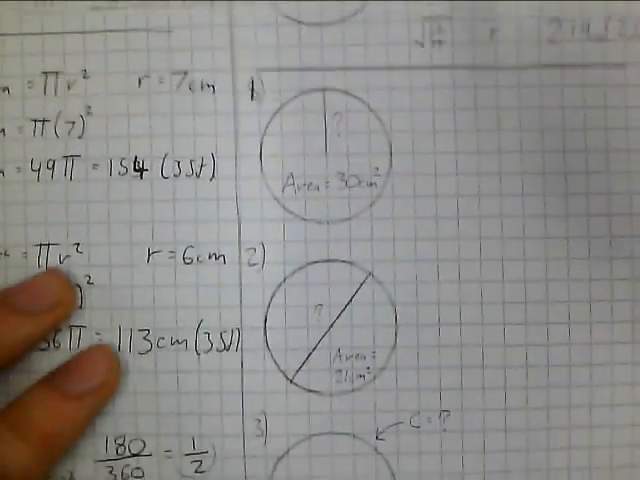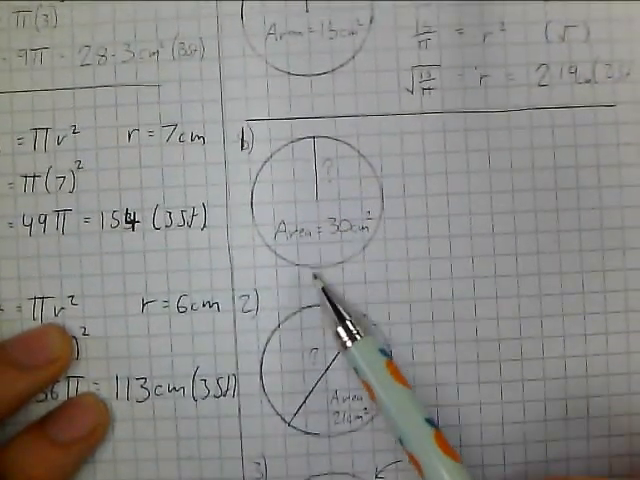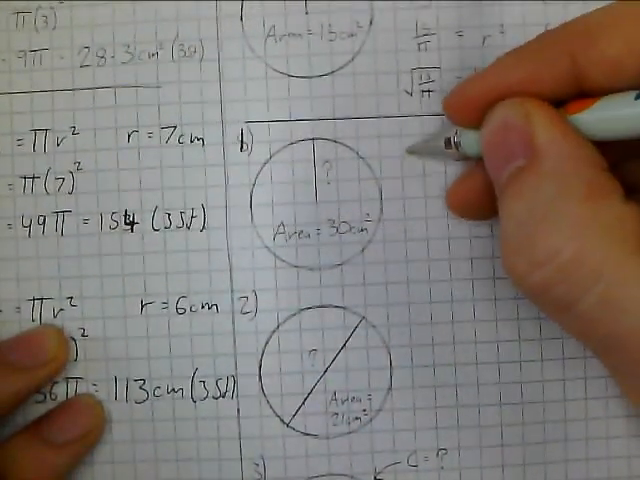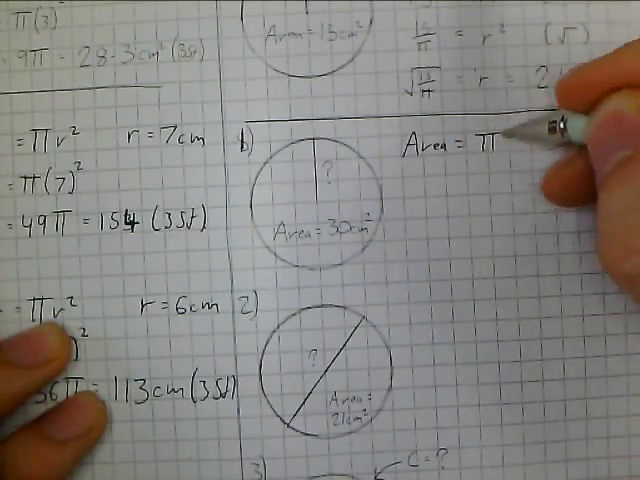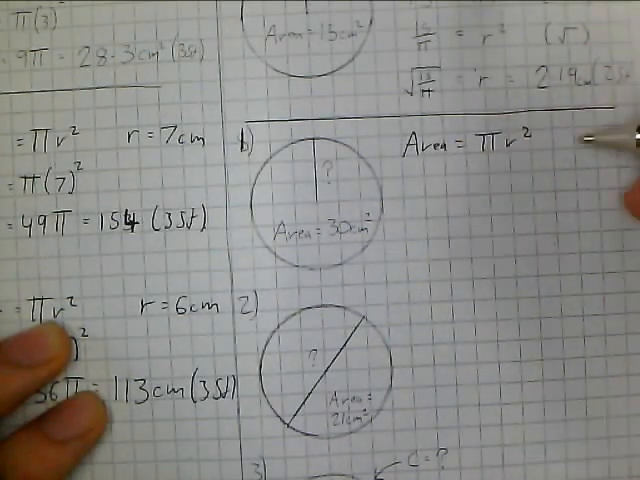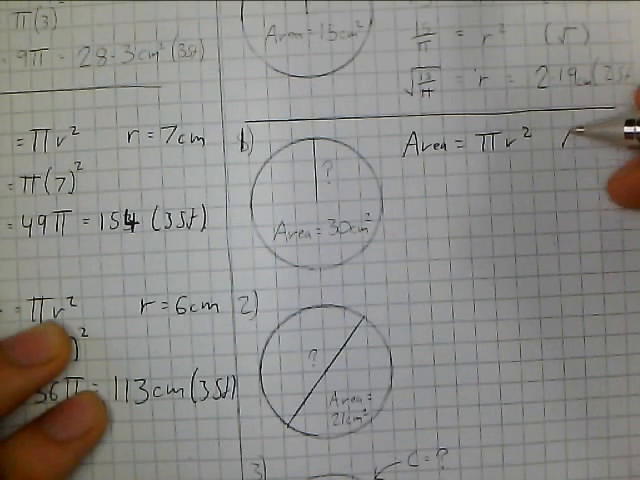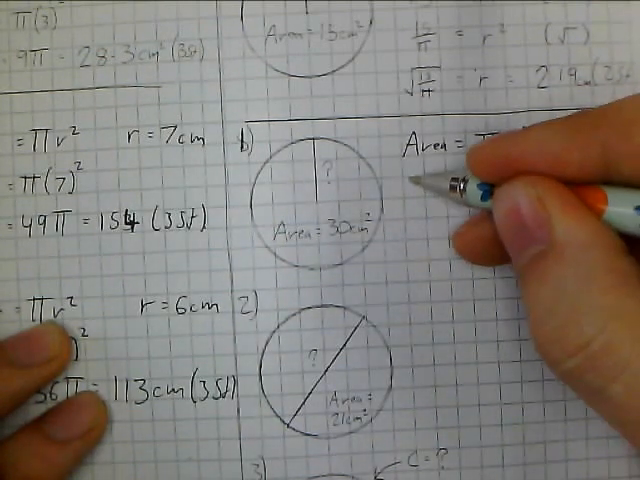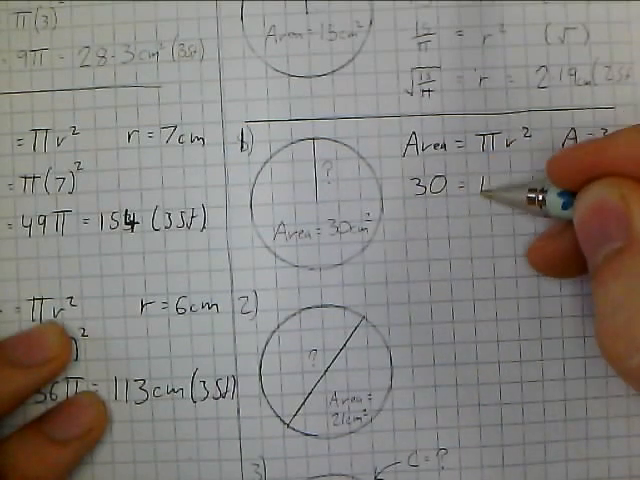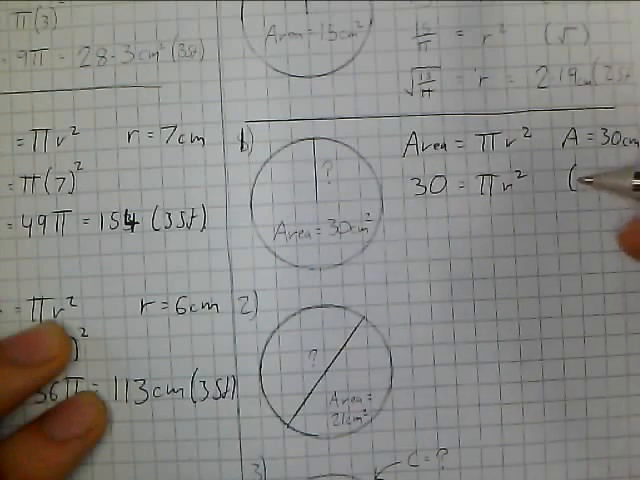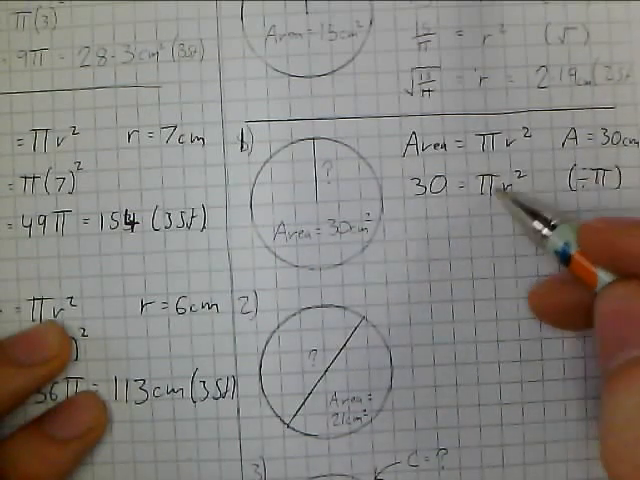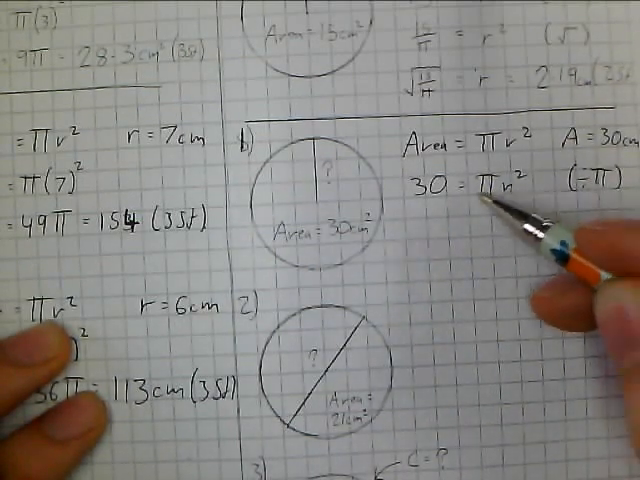Okay, let's look at question 1. So I'm given the area, so I'm going to use my area of a circle equation. So area equals pi r squared, and I know that the area is equal to 30 centimetres squared. So 30 is equal to pi r squared. I'm going to divide both sides by pi to cancel out the pi, because I want to get r by itself, so I know what r is equal to.